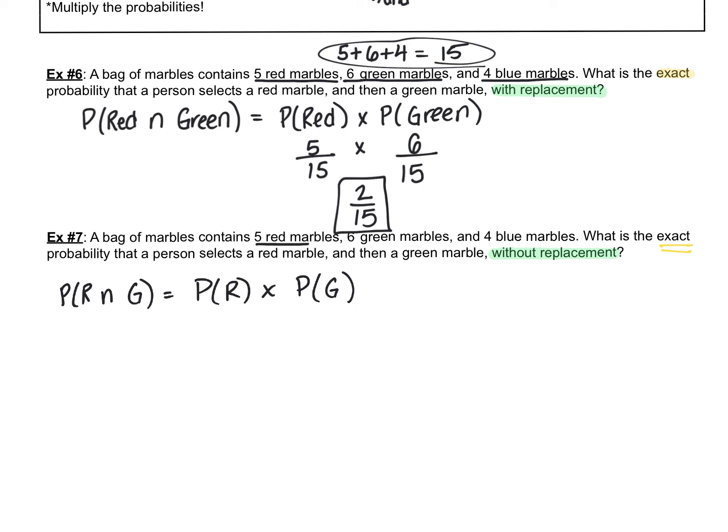So the probability of red is still going to be 5 out of 15. But now I need to multiply that by the probability of green without replacement. So that means the 15 marbles that I had, one of them is being taken out. So now my grand total goes down to 14. The green marbles are still unaffected, so that should be 6. So take a minute, plug that into your calculator, and hit resume when you're ready for the answer. All right, so you should get 1/7.